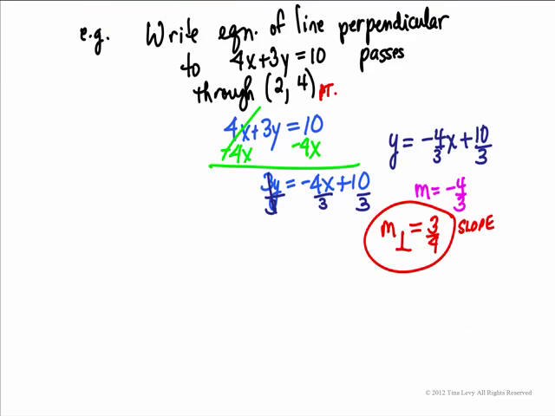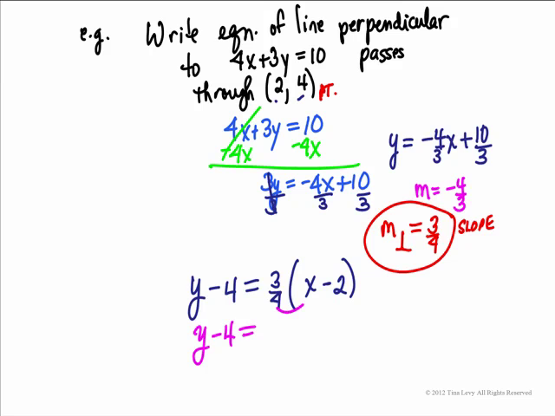Working with the point-slope form, we know that our equation will be y minus the y value, which is 4, equals the slope 3/4 times (x minus the x value, which is 2). And from this step, we're going to get it in slope-intercept form, y equals. Working through this, I get y minus 4. I distribute the 3/4 through, and I get 3/4 x minus 3/4 times 2, which is really 3/2, or 6/4, which is 3/2.